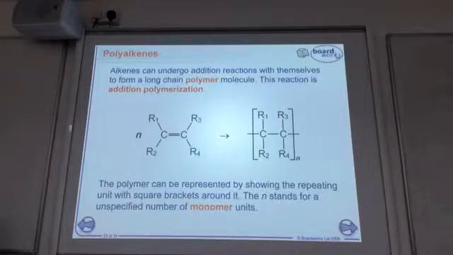Exactly, and like I just said, the polymer can be represented by showing the repeat units with square brackets around it. And the n stands for an unspecified number of monomers.